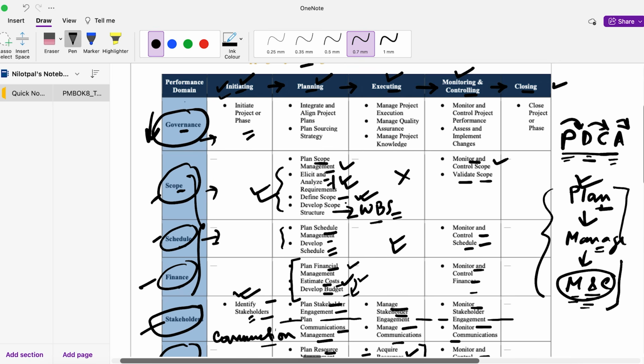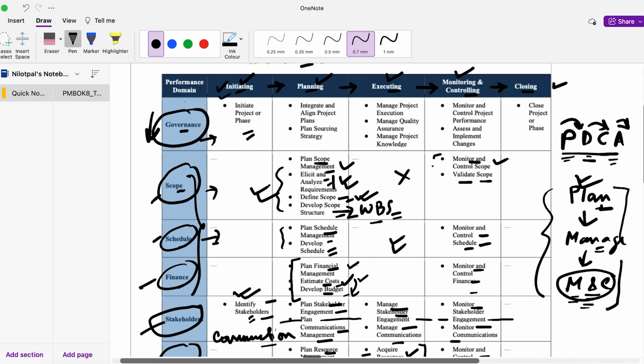Then you write that piece of paper which needs to be signed by your sponsor, okay? And that is where the defined scope comes. And then finally, you develop the scope structure, which is the WBS. And that's the 4-step process. Very intuitive, very logical, right?